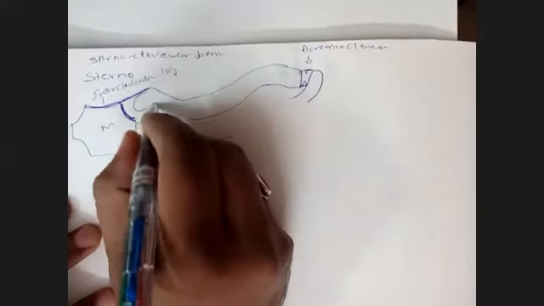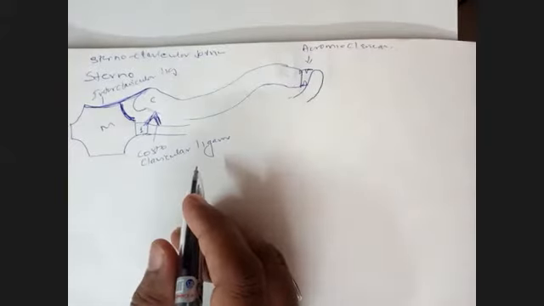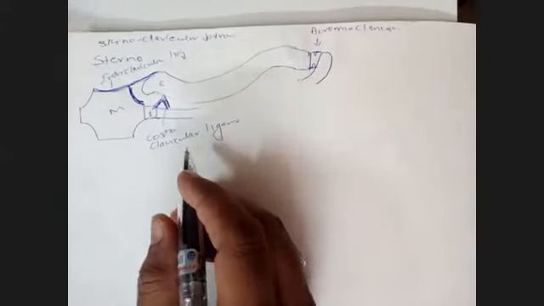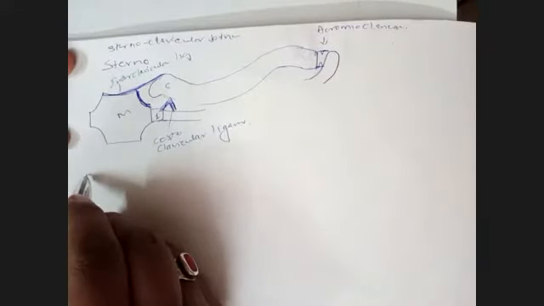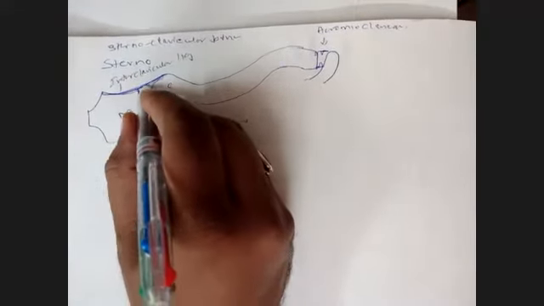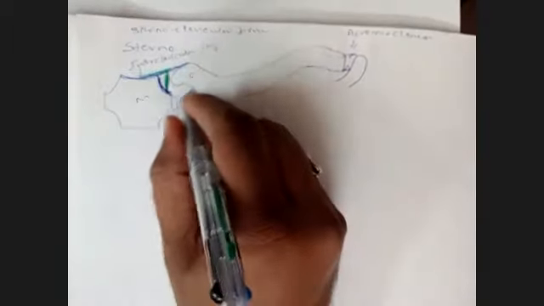So in the sternoclavicular joint, this is the manubrium, this is the clavicle, this is the first costal cartilage. So the sternoclavicular joint, as we said, has the presence of an articular disc. I'm showing it like this. Normally ligaments are shown by green color.